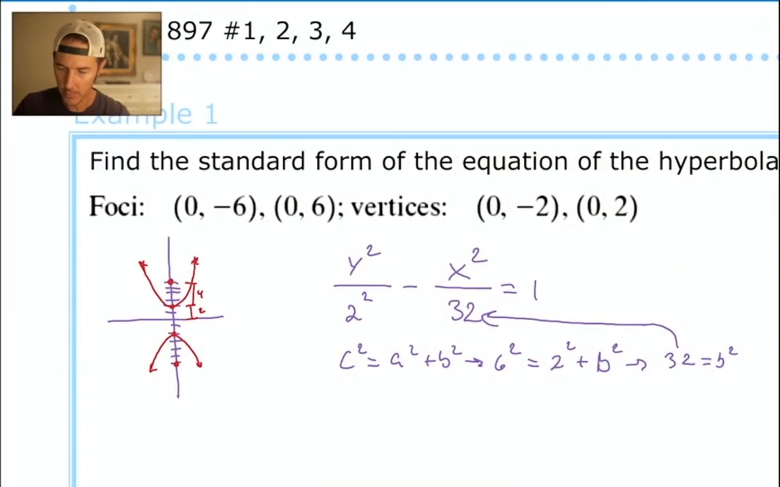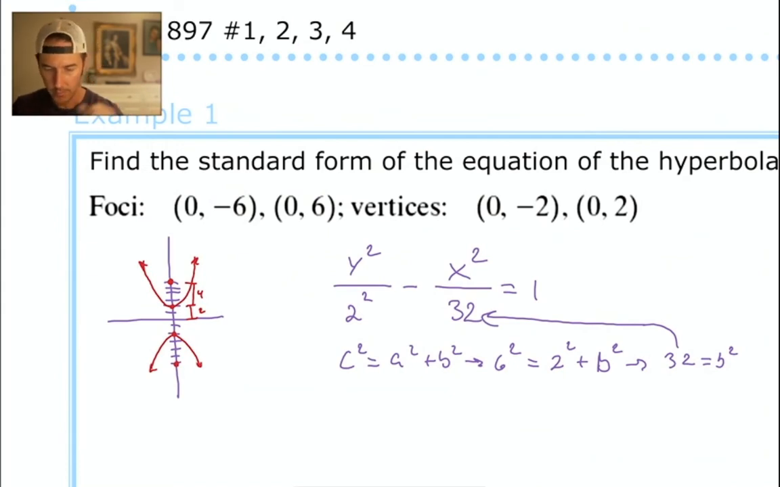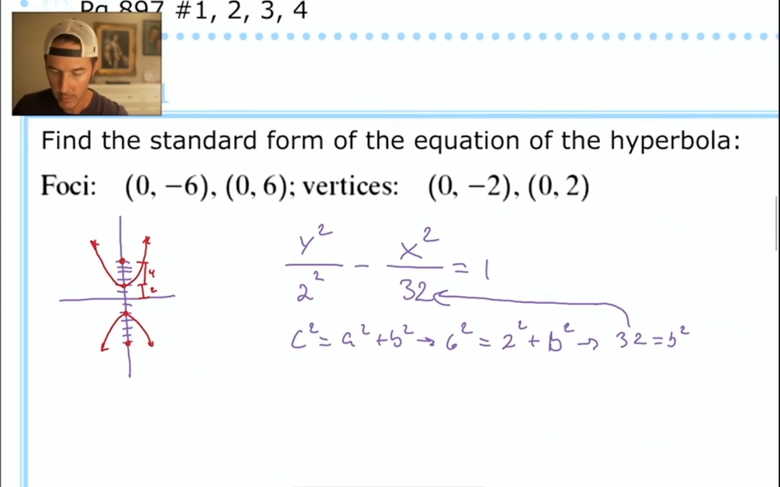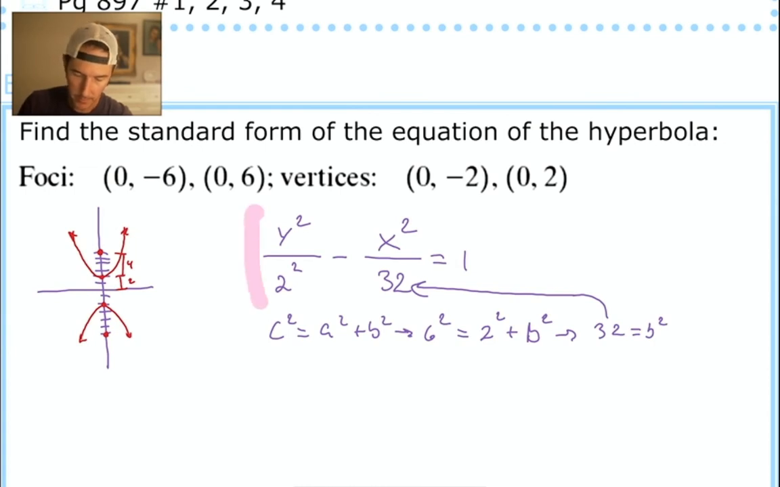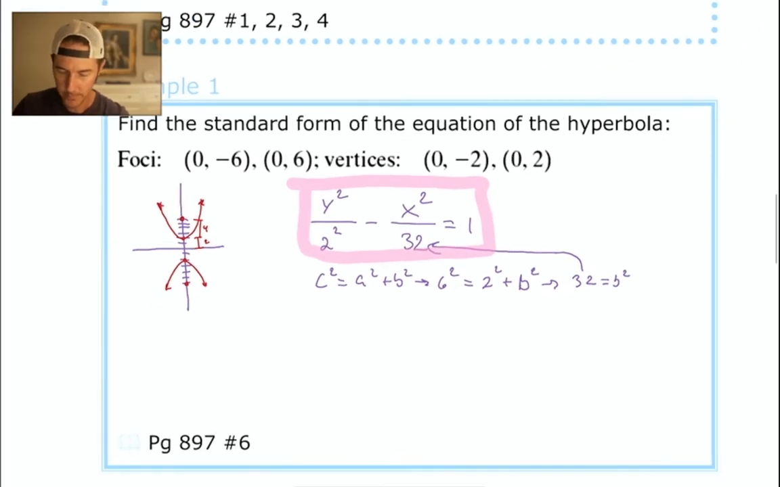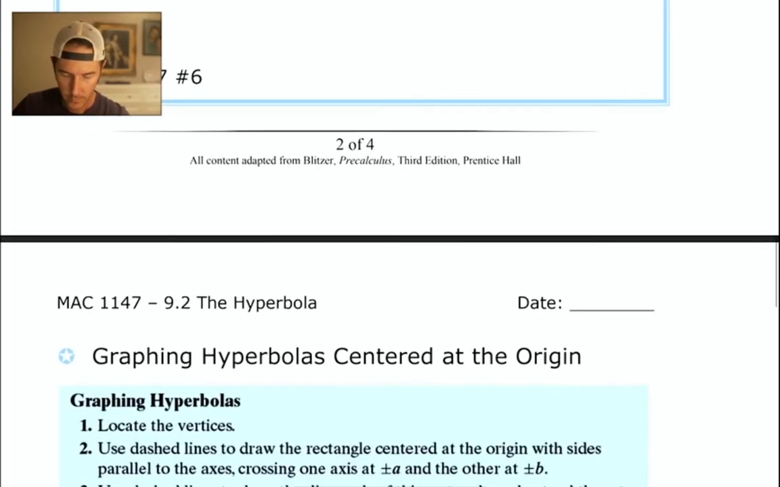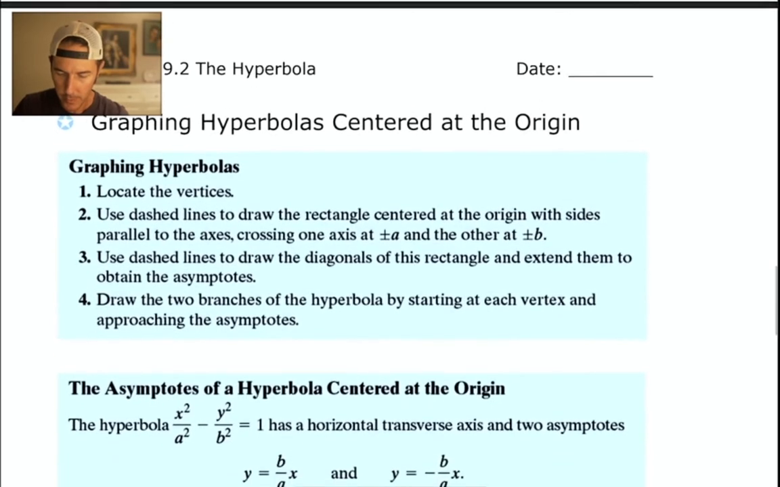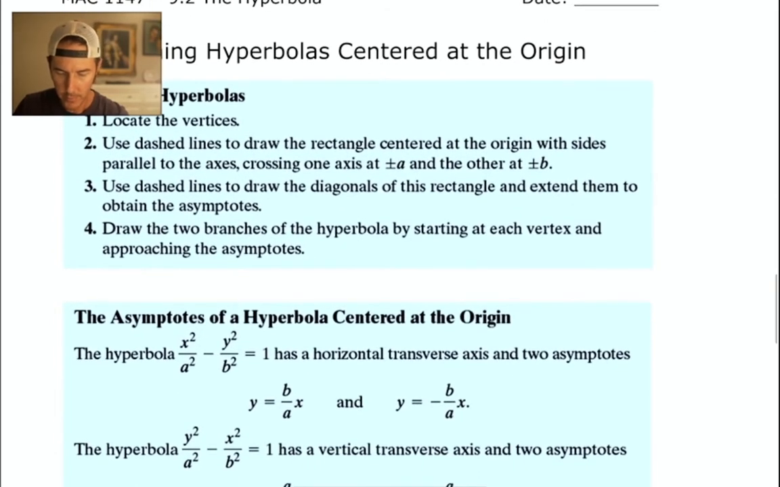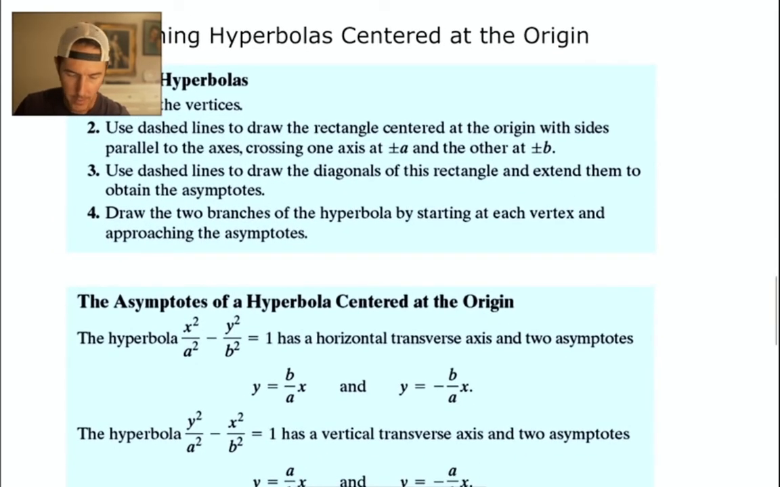Let's go back into the notes here and find the standard form of the equation. Well, that's it. You're looking at it. Oops, we have to include the 1, however. There you go, there's your answer. Graphing hyperbolas centered at the origin. Okay, so we've been doing that. And then what we have not done, however, is what is happening here?